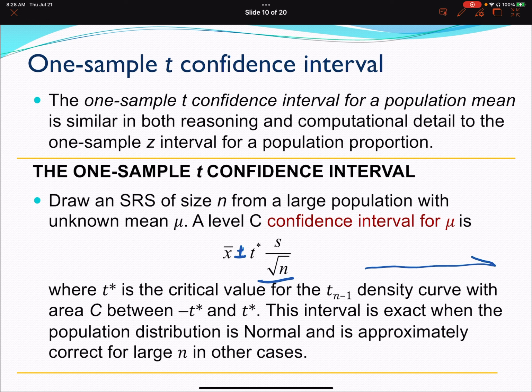So I've got this almost normal distribution, not quite, with our mean, and we're going to calculate our confidence interval. So I've got negative t star, right? This would be our confidence interval. And the t changes depending upon our sample size. This interval is exact when the population distribution is normal and is approximately correct for large n. So let's work through an example.